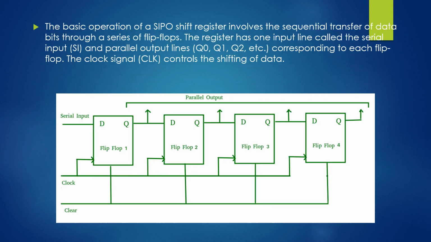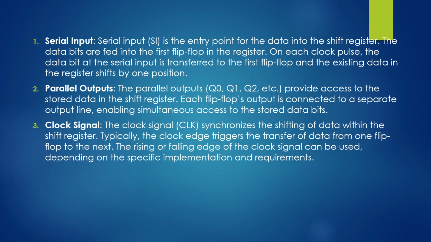The basic operation of the SIPO shift register involves the sequential transfer of data bits through a series of flip-flops. The register has one input line called serial input SI and parallel output lines called Q0, Q1, Q2, etc., corresponding to each flip-flop. The clock signal controls the shifting of data. Serial input, parallel output, clock signal.